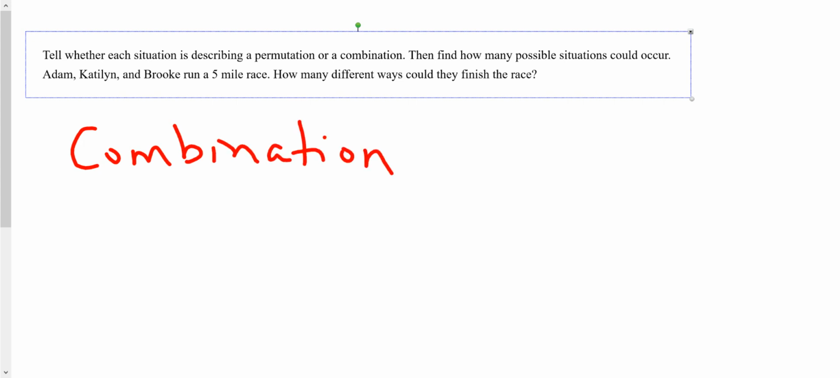Doesn't make any difference what order they finish. And so we're going to go 3 choose 3, because there's 3 runners. There's 3 different places. And when you do that, you're just going to get 6 there.